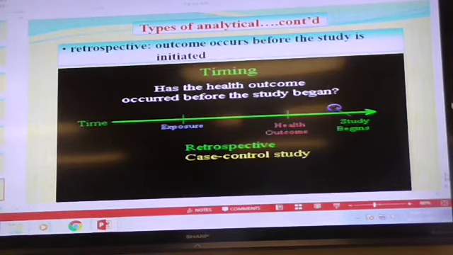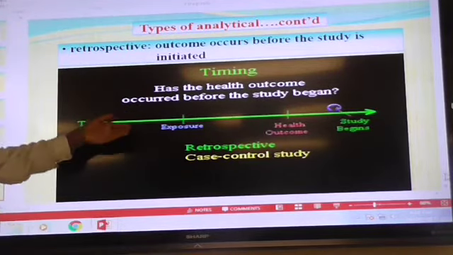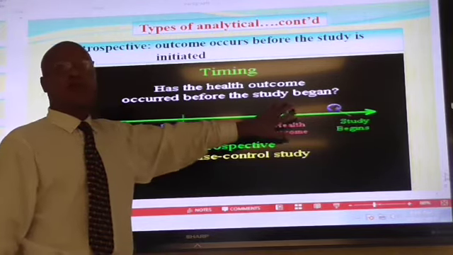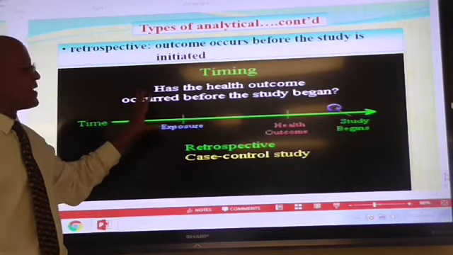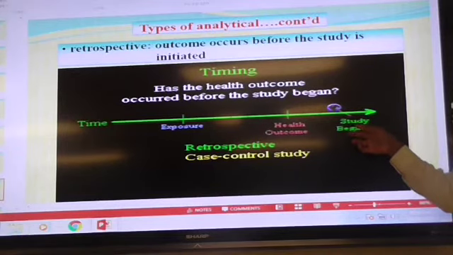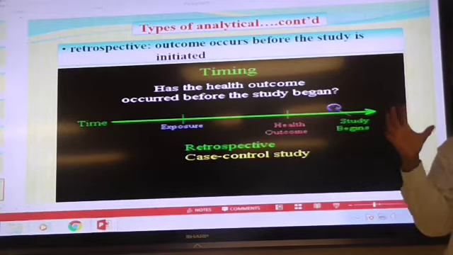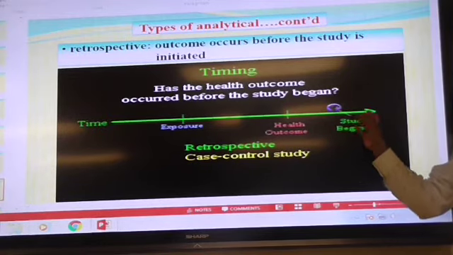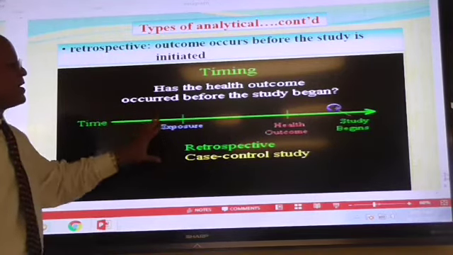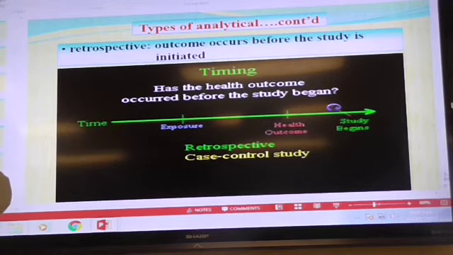In retrospective timing, in terms of time, the exposure has already occurred and the outcome has already occurred. So what the investigator does is start the study here, and look backward, look in the record. He is not waiting for the outcome to occur, but just ascertains the outcome by looking in the record. So the setup in terms of directionality can still be forward directionality.